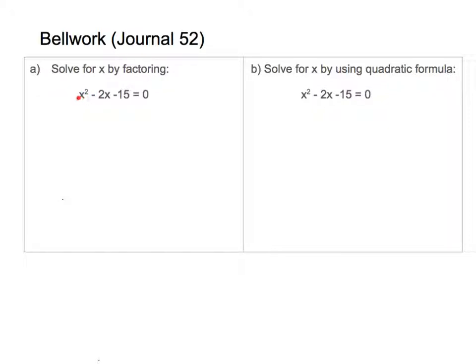Anything where x is to the second power is what we call a quadratic equation because it creates a parabola, if you remember that U shape. But what we're doing here is trying to figure out what x is. To solve quadratic equations, we can use factoring, and we can also use the quadratic formula. So we're going to first solve this one by factoring.